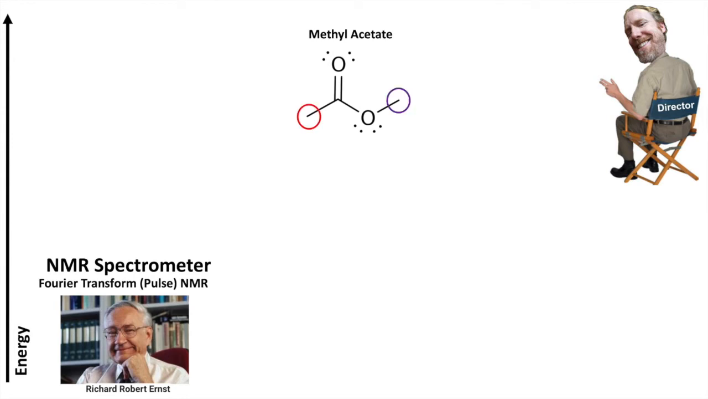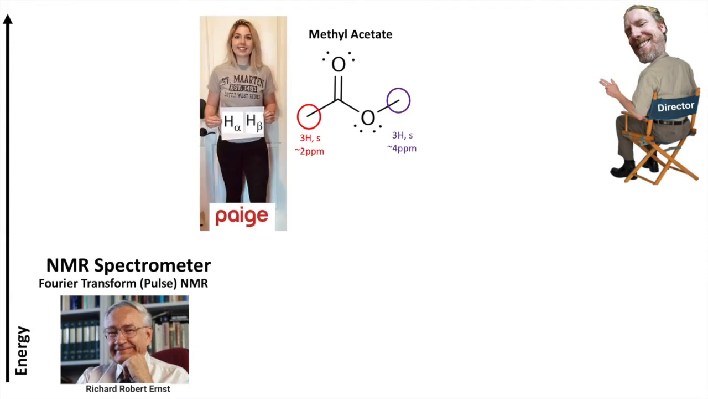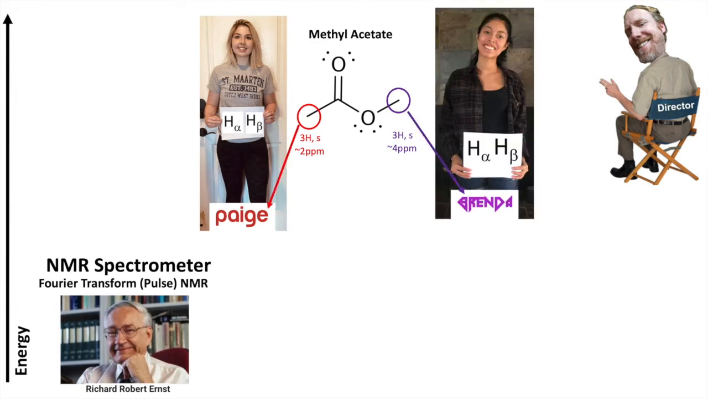We have the two 3-hydrogen signals, a 3-hydrogen singlet at about 2 parts per million and a 3-hydrogen singlet at about 4 parts per million. Paige is going to be our representative again for the 3-hydrogen singlet at 2 parts per million. Brenda is going to be the representative of the 3-hydrogen singlet at 4 parts per million. But we do have a new cast other than that.